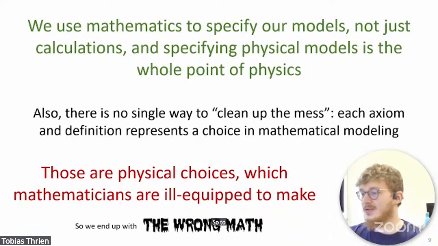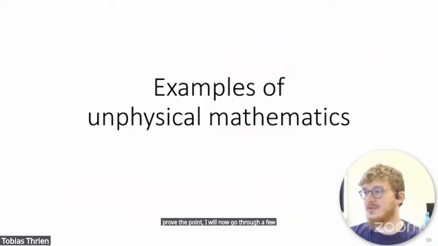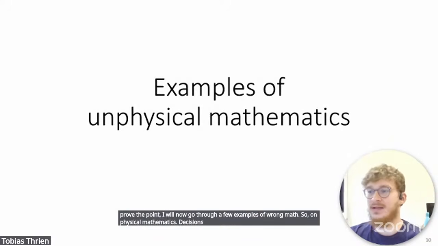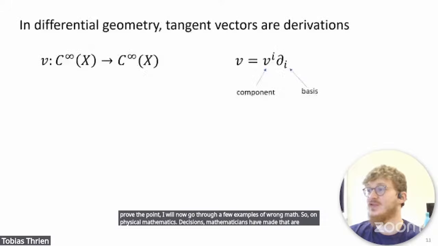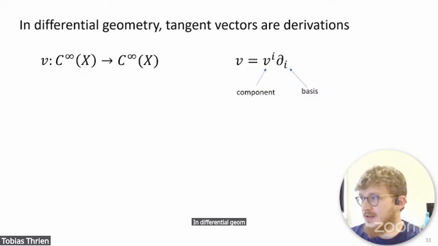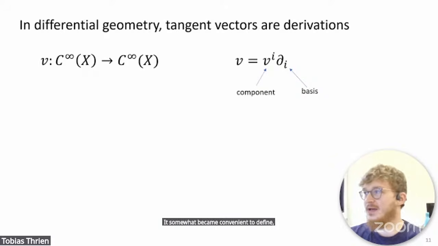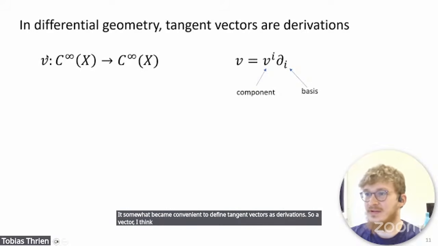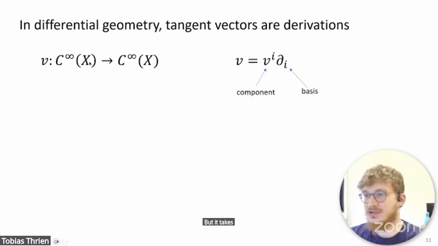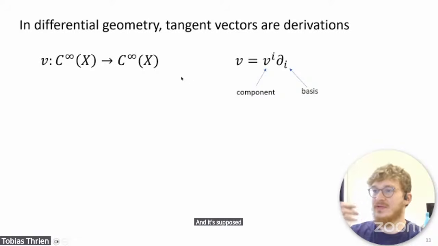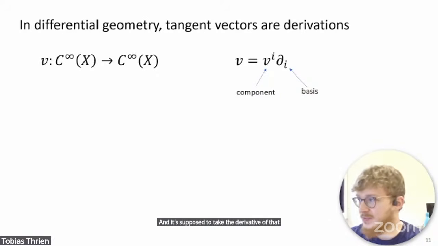To prove the point, I will now go through a few examples of wrong math. Unphysical mathematics: decisions mathematicians have made that are not physically meaningful. For example, in differential geometry, it became convenient to define tangent vectors as derivations. A vector, I think this is technically a whole vector field, takes a smooth function over a manifold and returns another smooth function. And it's supposed to take the derivative of that function at some point.